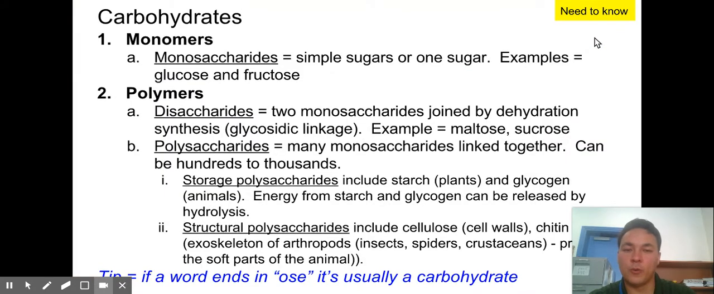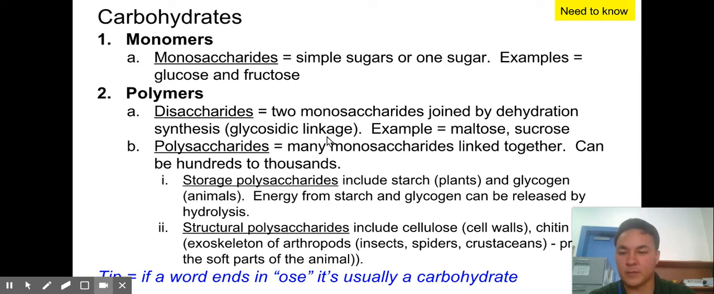All right, here's my more in-depth slide. Mono means 1, and saccharide means sugar. So this means one or simple sugar. Examples would be glucose and fructose. Disaccharides are when you join 2 of them together, and we do that by dehydration synthesis. We'll go over that in the next slide. Examples would be maltose and sucrose.